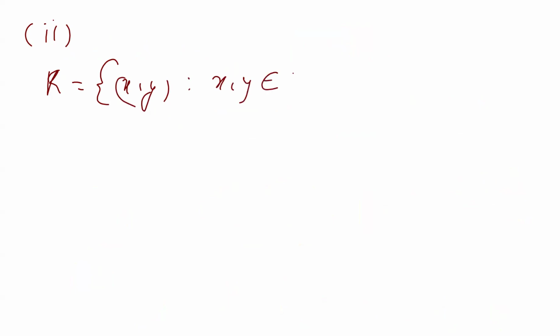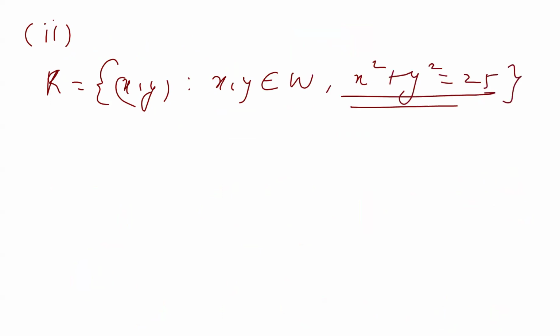7 sub question 2. Okay. R is equal to {(x, y)} such that (x, y) belongs to whole numbers and x square plus y square is equal to 25. I'll just write it for you. So x and y belong to whole numbers, so x and y can take 0 also as a value.